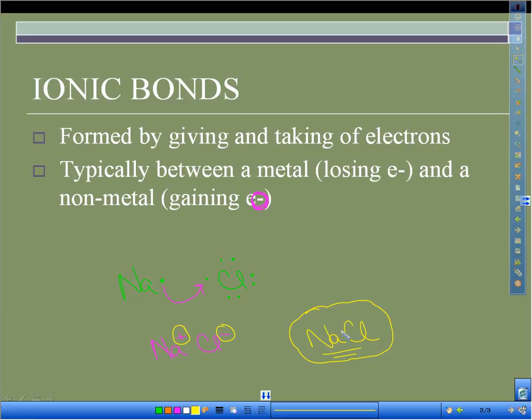And again, it will typically be a metal, sodium's on the metal side of the periodic table, with a nonmetal, chlorine's over on the nonmetal side, because metals want to lose their electrons, nonmetals want to gain electrons.